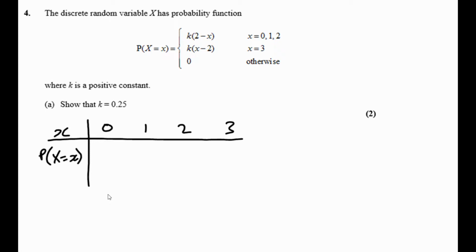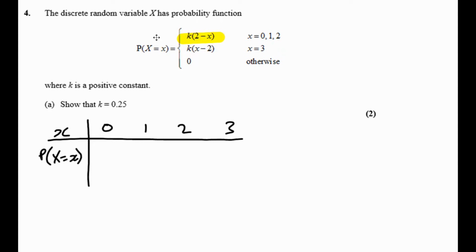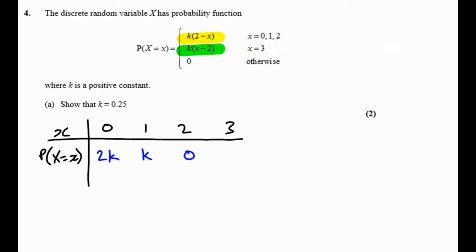Okay, so when I substitute 0, 1 and 2, I will be substituting into this function here. 0 substituted into there will leave me with 2k. 1 substituted in will leave me with k. 2 substituted in actually leaves me with 0. When I substitute 3, I'm going to be substituting into this second function. And for 3, I'm going to have k.